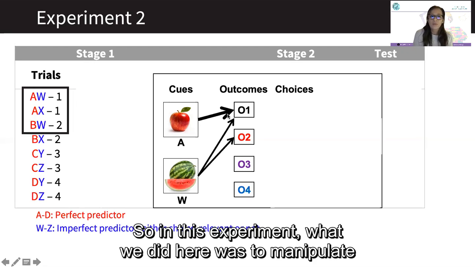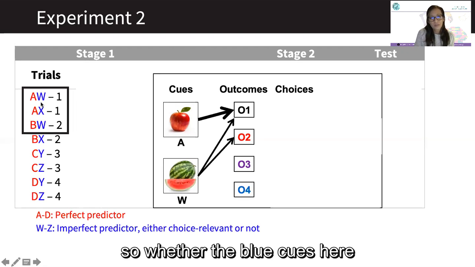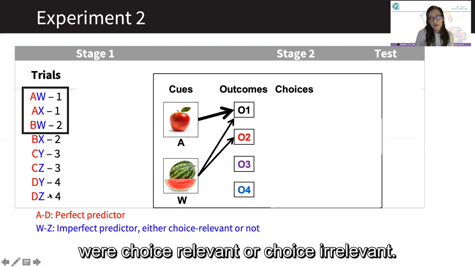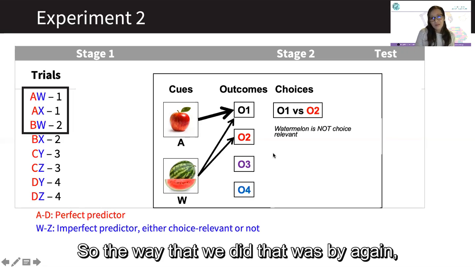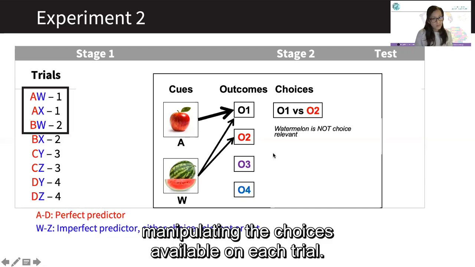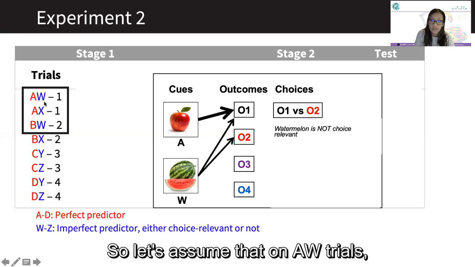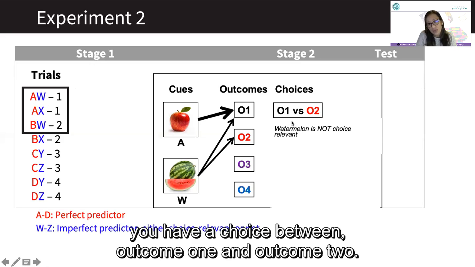So in this experiment, what we did here was to manipulate whether the imperfect predictor, so whether the blue cues here, were choice relevant or choice irrelevant. So the way that we did that was by, again, manipulating the choices available on each trial. So let's assume that on AW trials, you have a choice between outcome 1 and outcome 2.